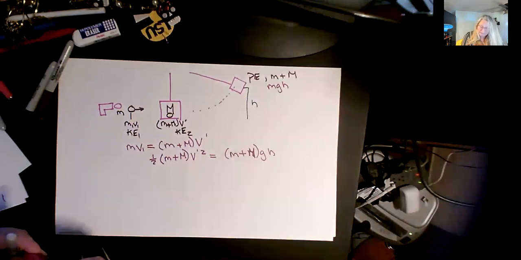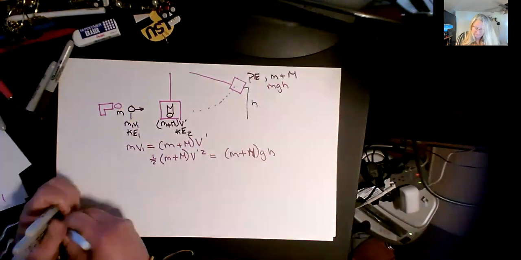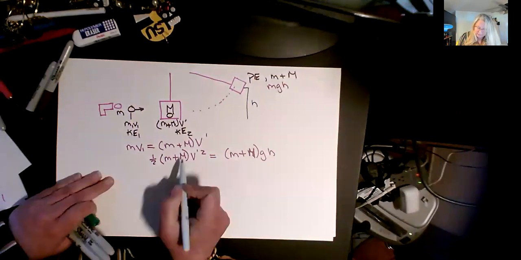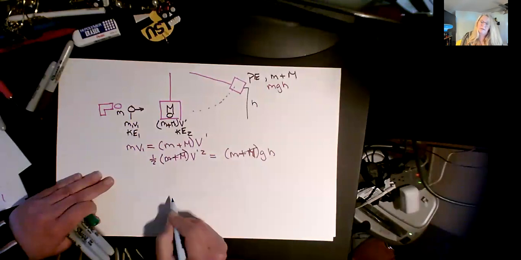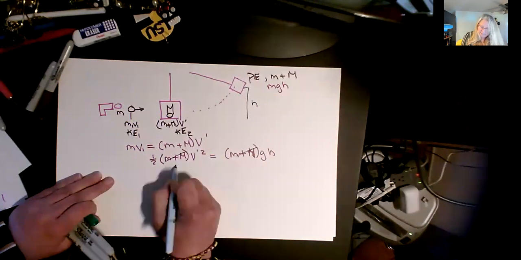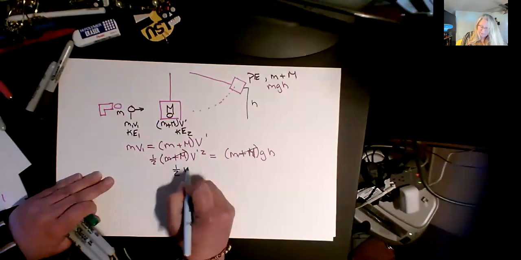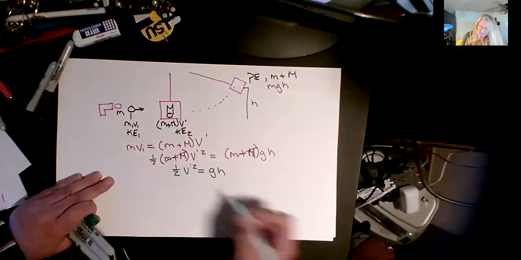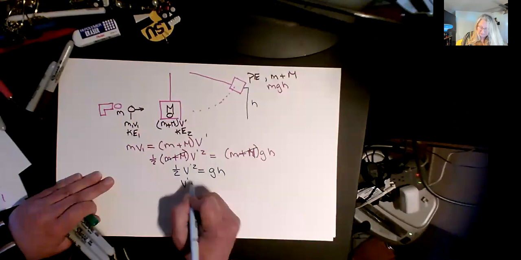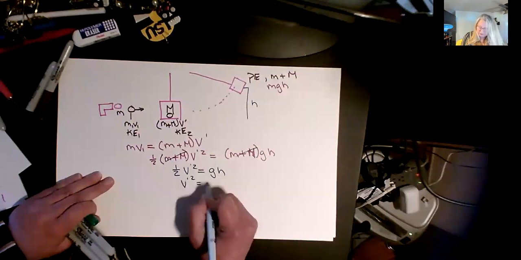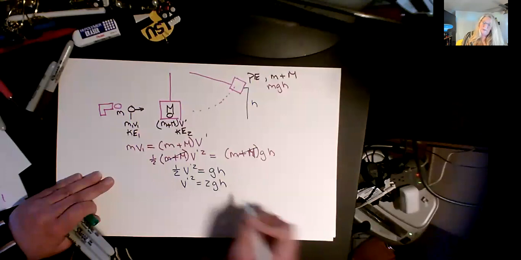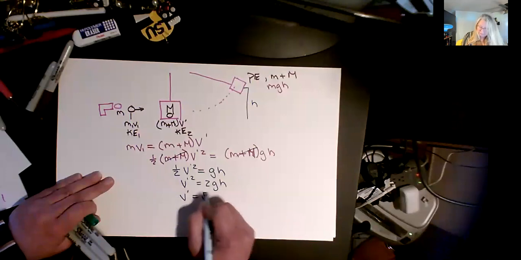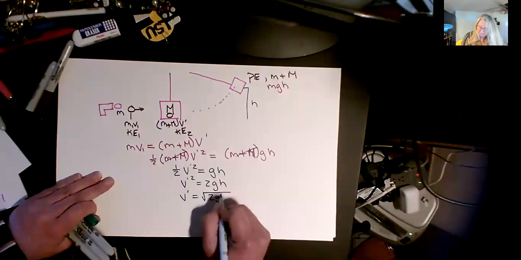So can we simplify either of these two things down? I feel like we can. On this one here, at least, my masses are going to cancel out on both sides. So I'll have 1/2 v prime squared equals gravity times height. And then I can rewrite that as v prime squared equals 2gh. I can write that down even further: v prime equals the square root of 2gh.